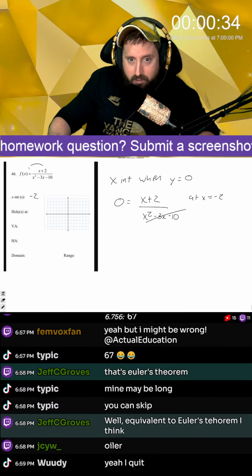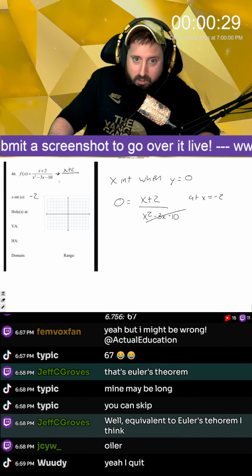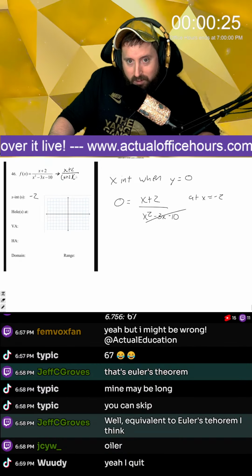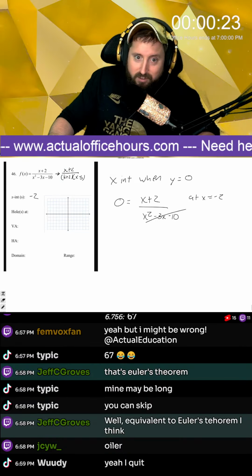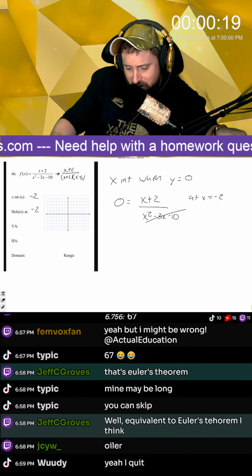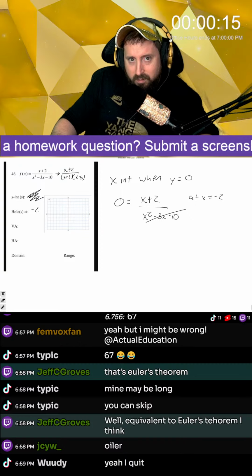Holes. So you gotta factor this bottom. So let's see what we get. We get x plus 2. And then factoring this... oh, this is funny. You do get x plus 2, x minus 5. So there's actually a hole at -2? Oh, so maybe there aren't any x-intercepts then, no? No. Right? I guess not.